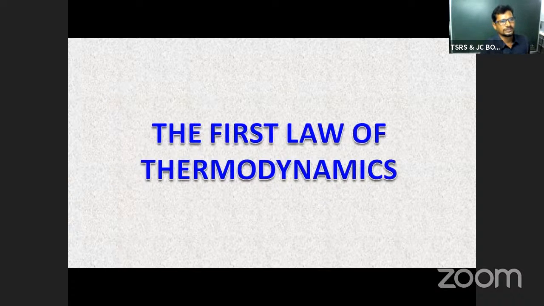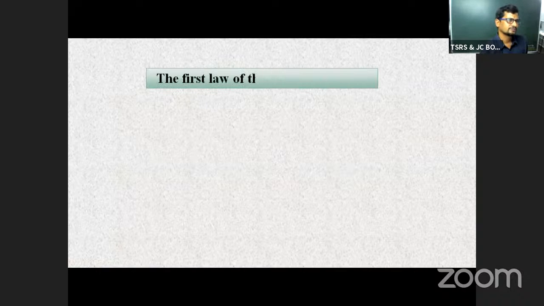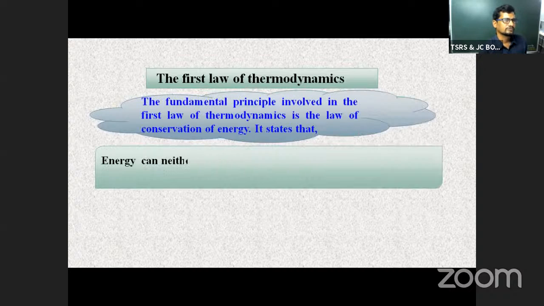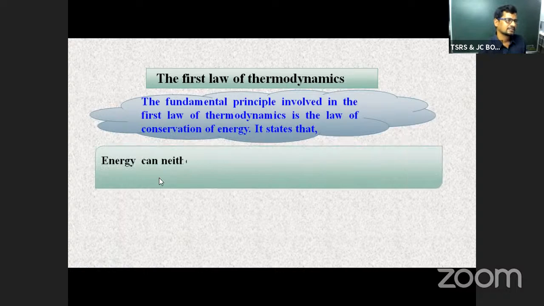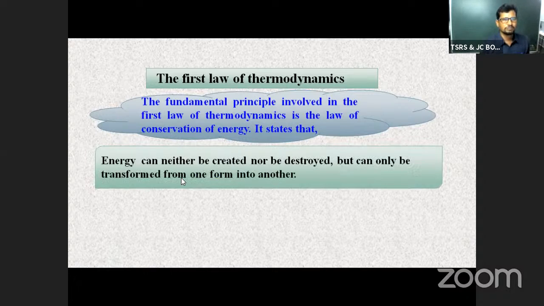Next, the first law of thermodynamics. The fundamental principle involved in the first law of thermodynamics is the law of conservation of energy. Energy can neither be created nor be destroyed, but can only be transferred from one form to another. We cannot create energy, nor can we destroy it. It changes its form from one to another, but the total energy remains constant. It is known as the law of conservation of energy.